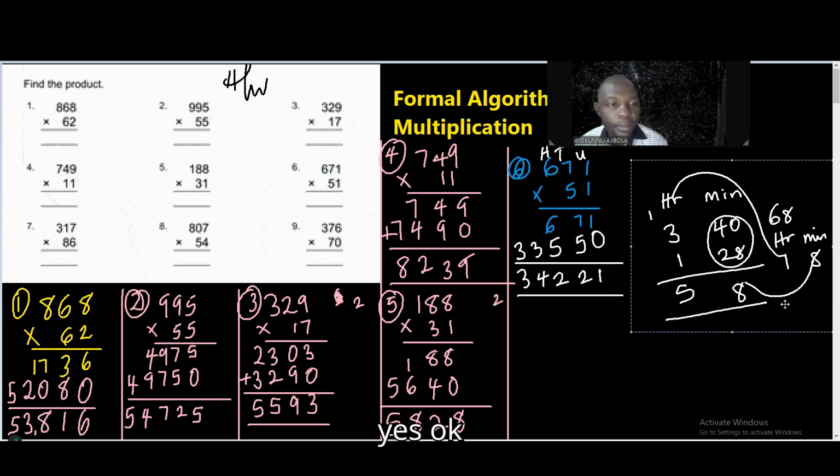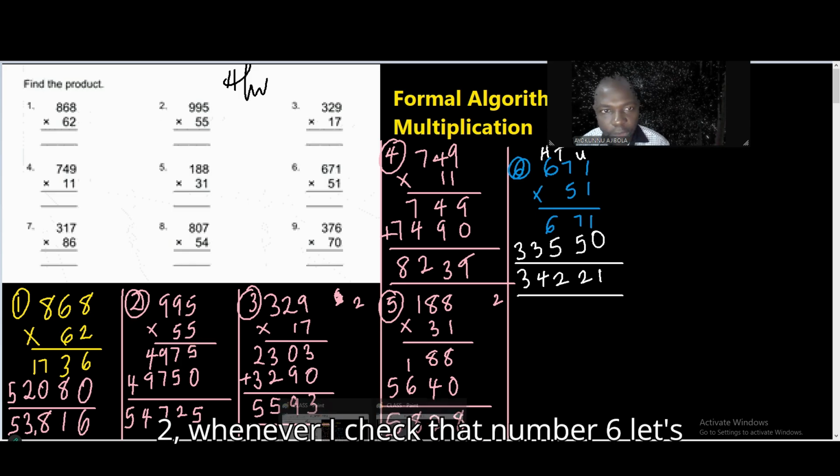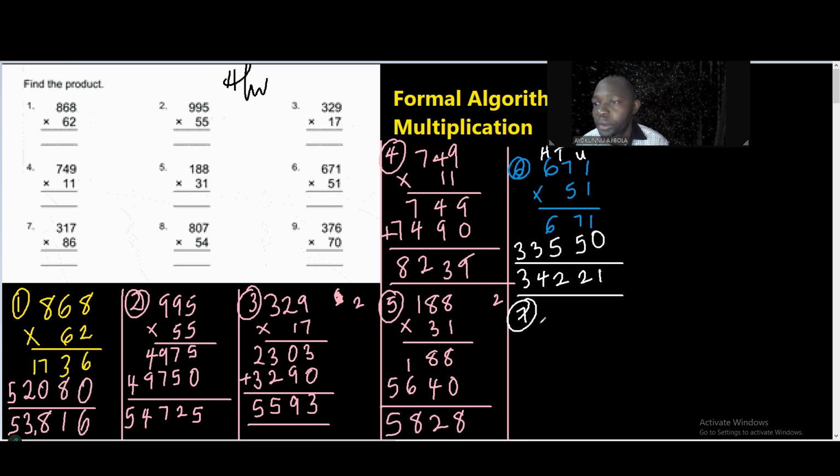Okay. So let's continue. Whenever I check that number 6, let's see. 34 to 2, that's correct. Then for number 7, we have 317 times 86.